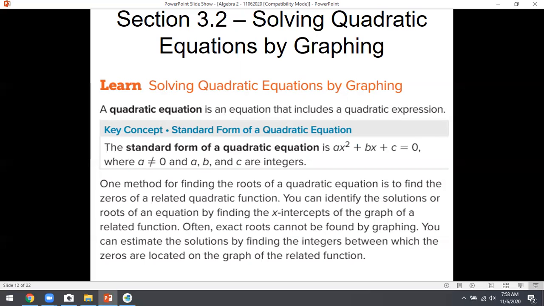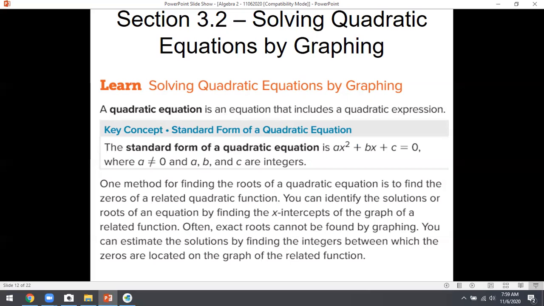Graphing or not, you're always going to want to set things equal to 0. So solving this by graphing is actually pretty natural, because you have to solve it by setting it equal to 0 anyway. That's called your standard form. A can't be 0, because if A was 0, there wouldn't be a quadratic. It'd just be a line, and we'd be back to previous sections, which are boring. So just know this is called standard form.